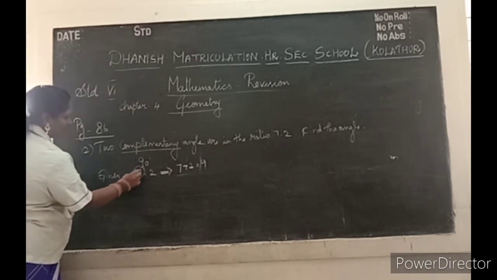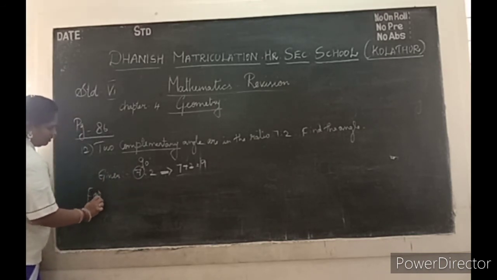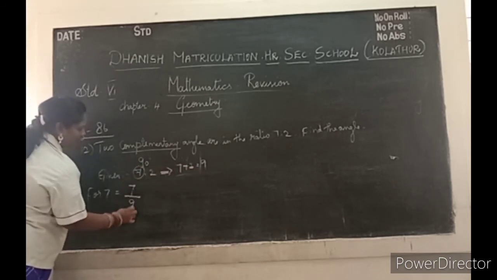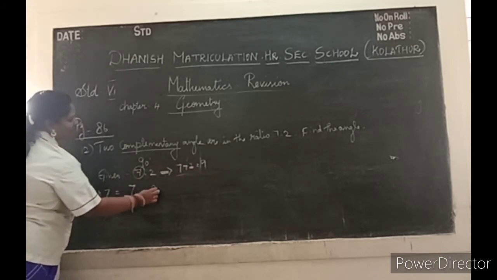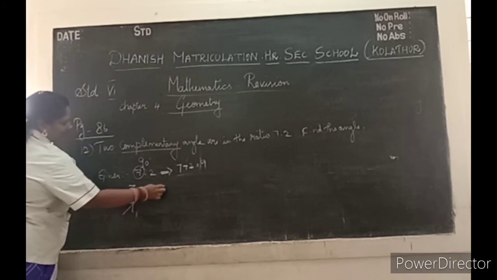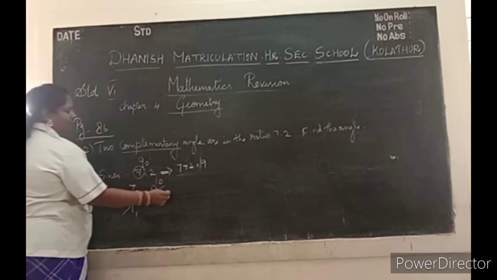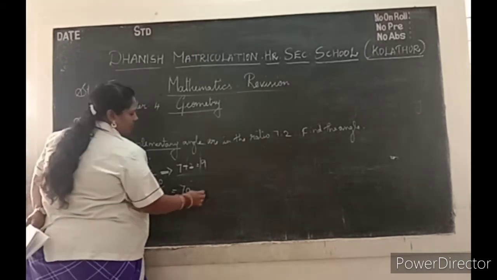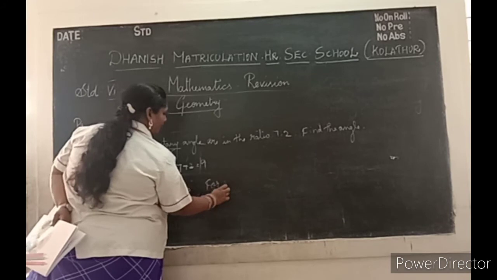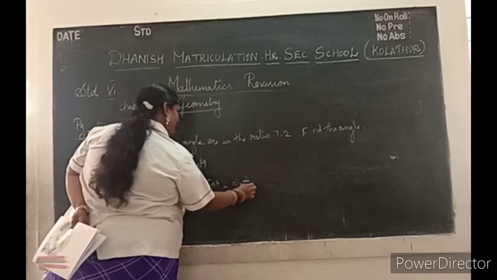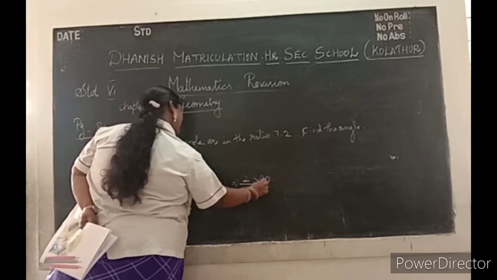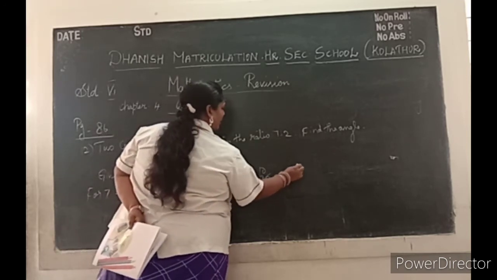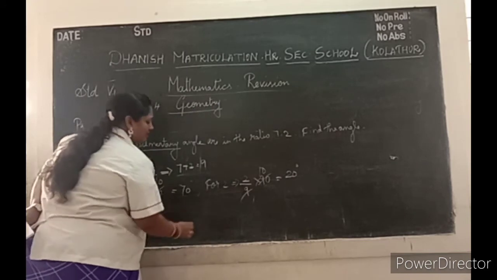So first we will calculate for 7. For 7, it is 7 by the total 9 into the complementary 90 degrees. 1 nine is 9, so 10 times 7 is 70 degrees. So for 7 it is 70 degrees. In the same way we calculate for 2. For 2 it is 2 by 9 into 90, 2 times 10 is 20.